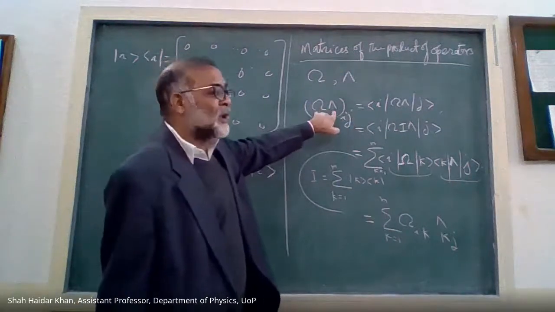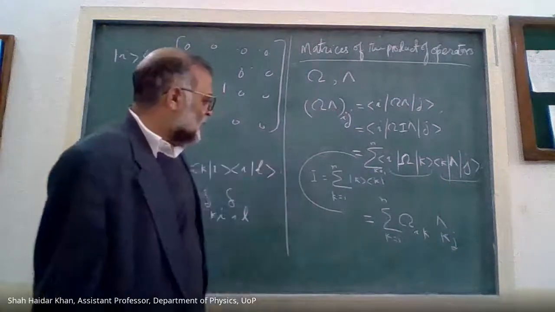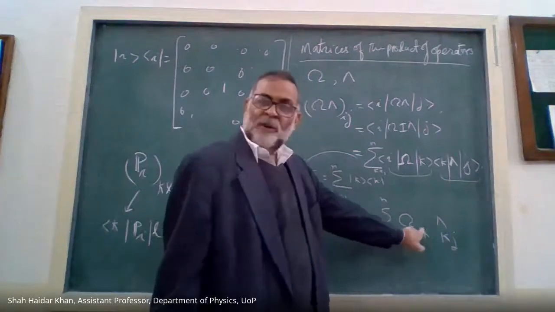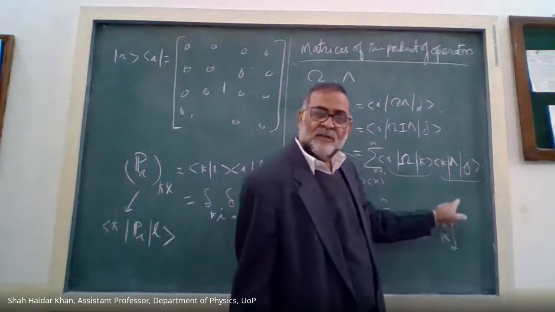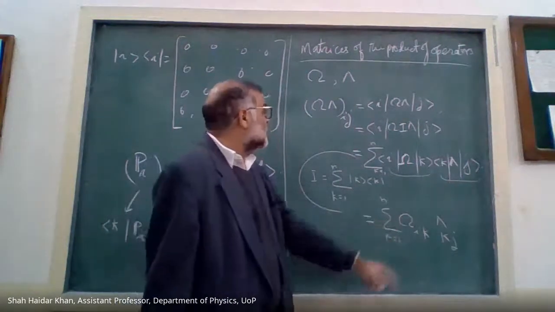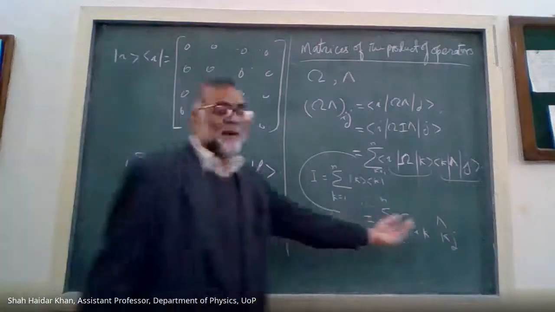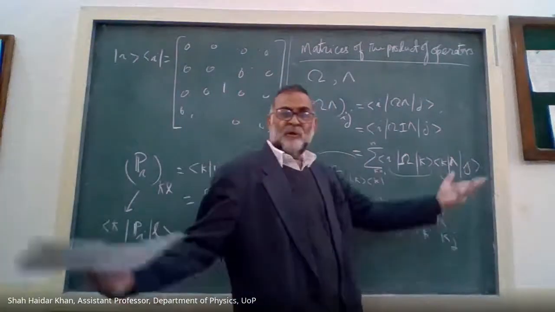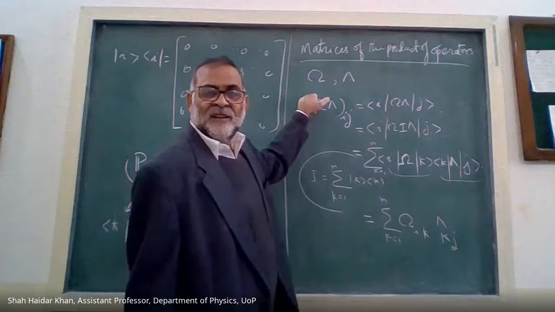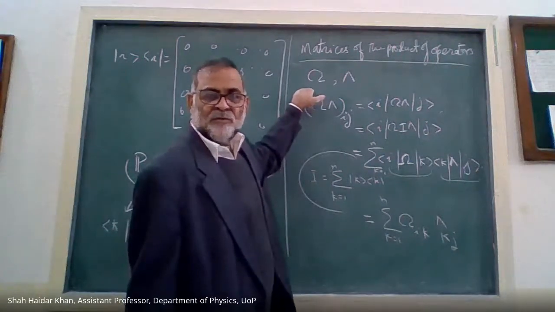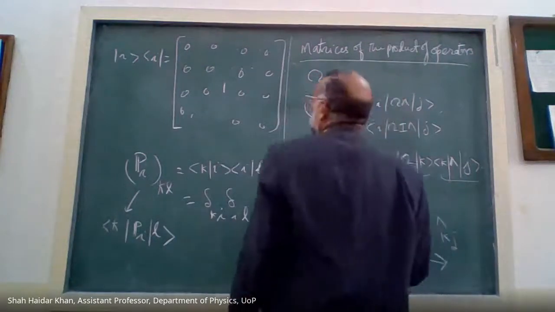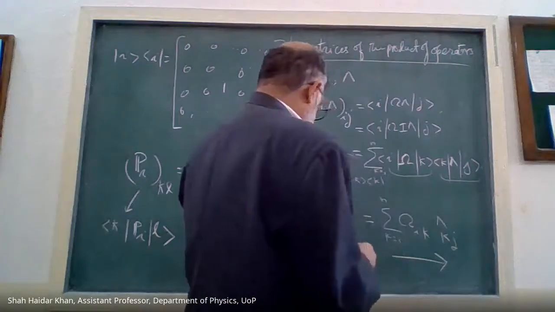The matrix element of the product is equal to, this is the matrix element of omega, and this is the matrix element of lambda. But sum over k equal to 1, 2, n, whatever the space, the whole space is. Summing over the dimension of the whole space. So we will get the matrix element of the product of two operators from this equation. Suppose this is equation number 9 or whatever.